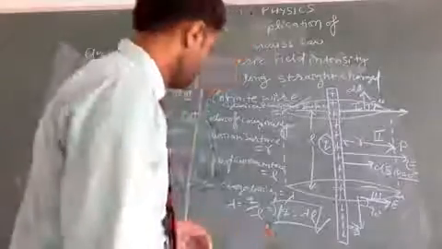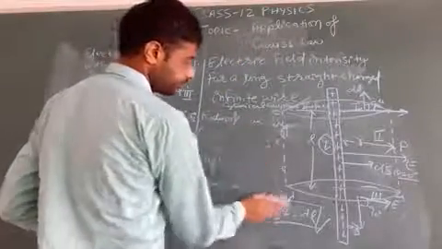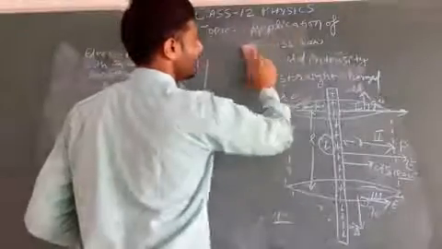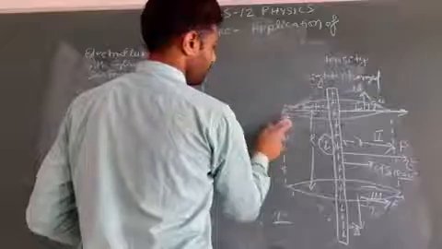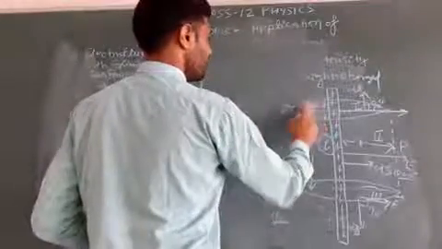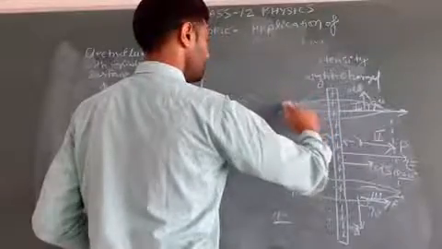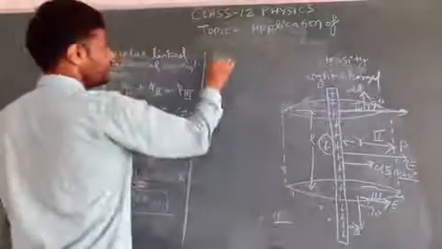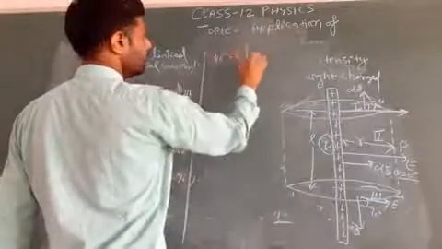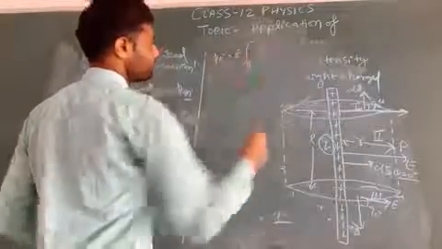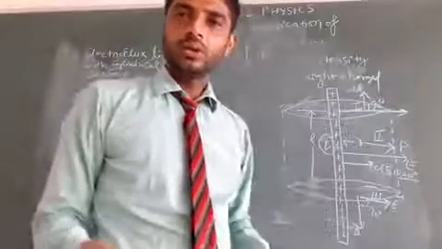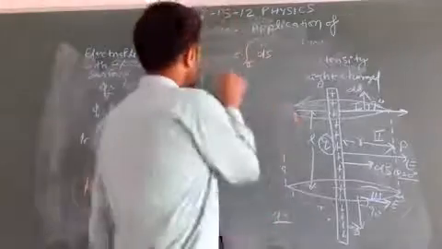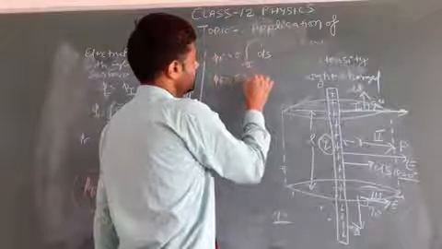Okay, now we have to solve this. So phi E equal to E common, integral of ds, and the curved surface area of a cylinder, as you know, is equal to 2 pi r h, and h equal to L, so 2 pi r L. So phi E equals E times 2 pi r L.